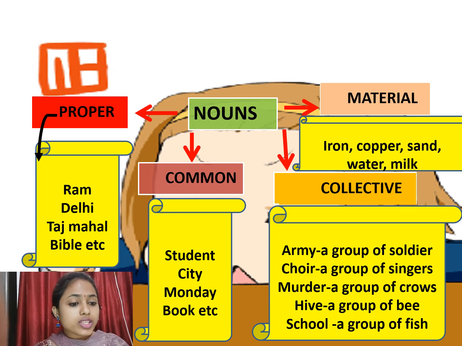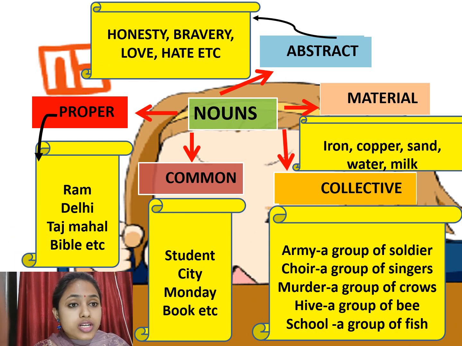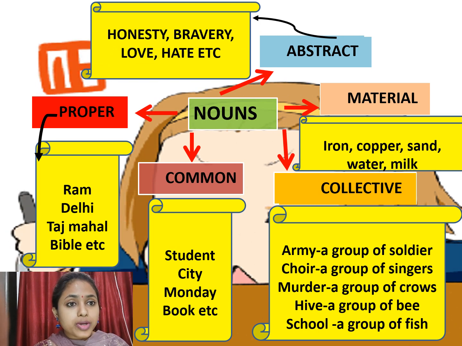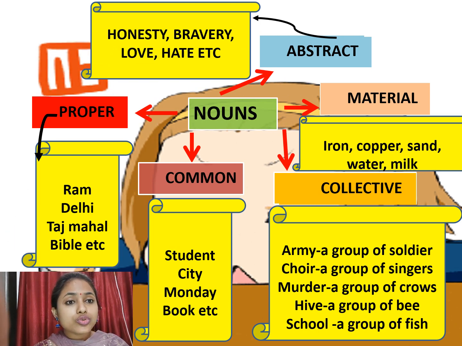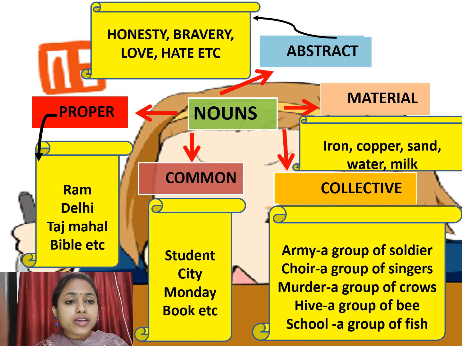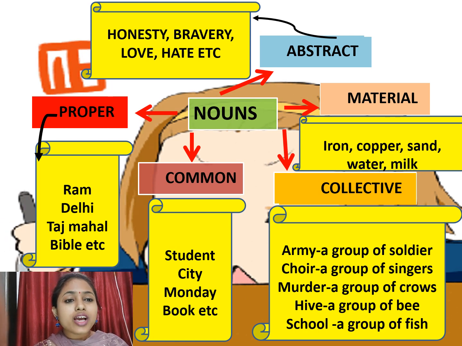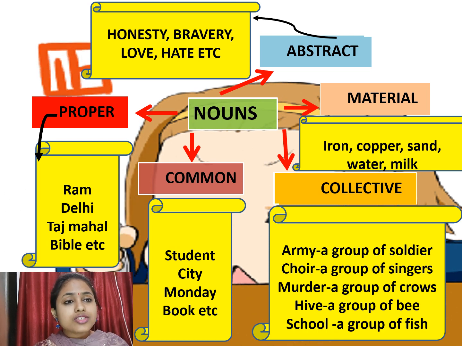Let's move to the next one, that is abstract noun. What is an abstract noun? That we cannot touch, okay, but we can express, show through our action and show through our feelings. So first one is honesty, bravery, love, hate. Can you touch them? But they are feelings, they are actions, right? So this is what the types of noun comprises of. Okay, so let's move to the next one.